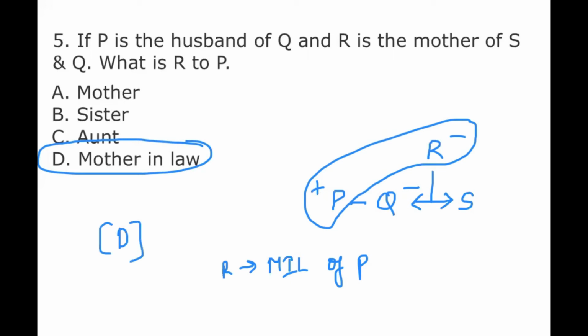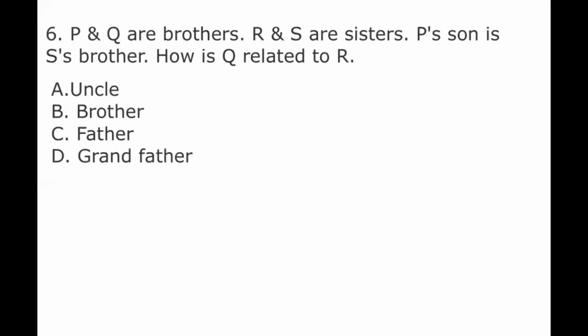Moving on. Question number 6. P and Q are brothers. Again, P, Q are brothers. We'll denote it with double-edged arrows. So both will bear positive sign. Now, R and S are sisters. Okay, R and S are sisters. They'll bear negative sign.